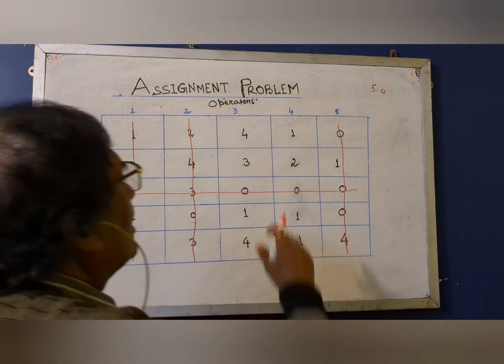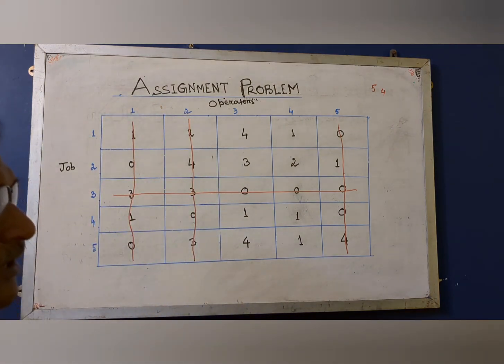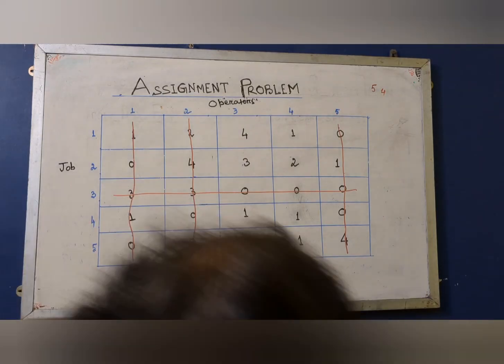If the lines required is 5, then you should stop here and do the final allocation. But as the number of lines is less than the order of the matrix, you should proceed further. Then what will be your next step?